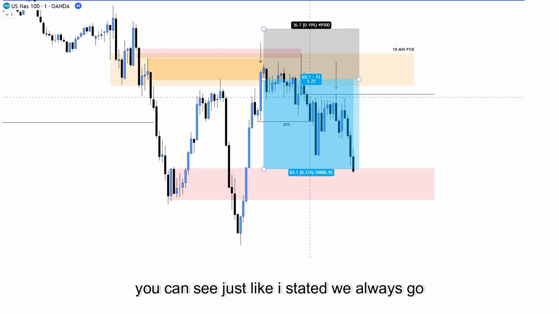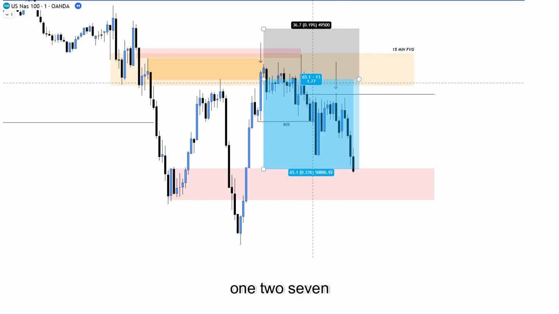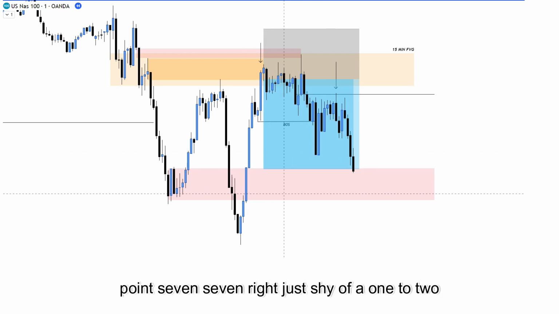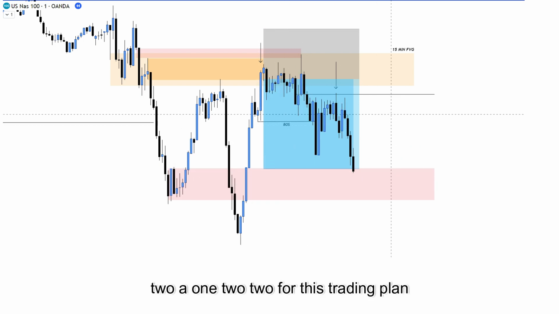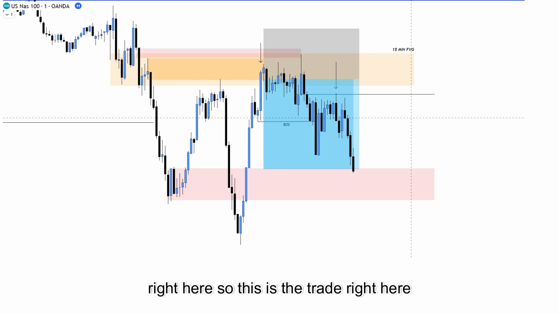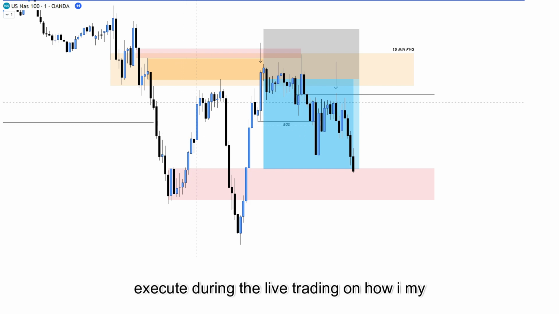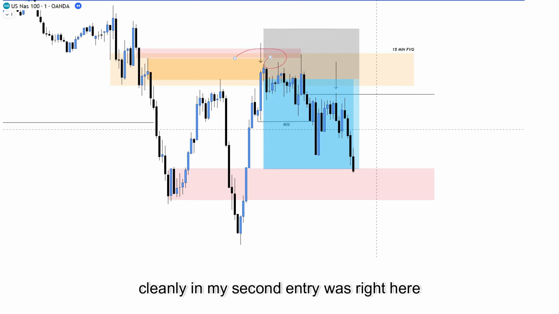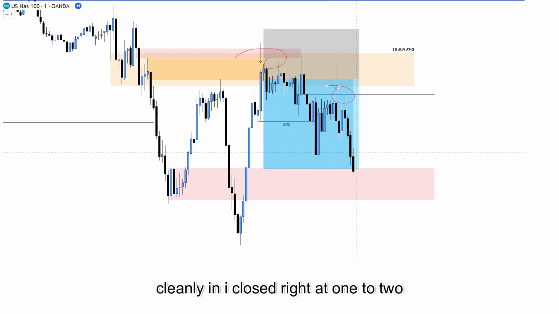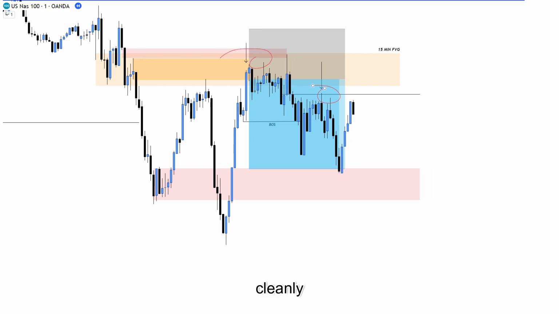So as you can see, just like I stated, we always go for a 1-to-1. This right here led to a 1-to-0.77, just shy of a 1-to-2. But we always aim for a 1-to-1 to a 1-to-2 for this trading plan right here. So this is the trade right here, just like you seen me execute during the live trading: my first entry was right here cleanly, and my second entry was right here cleanly, and I closed right at 1-to-2 because guess what? Price started reversing on us cleanly.